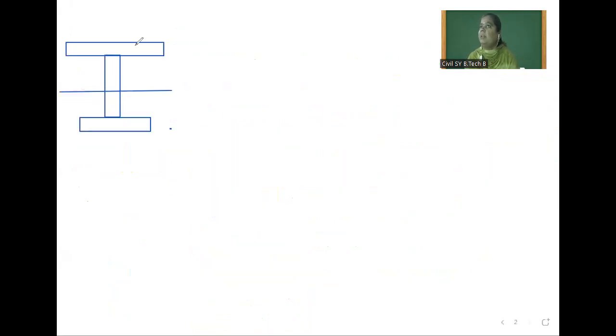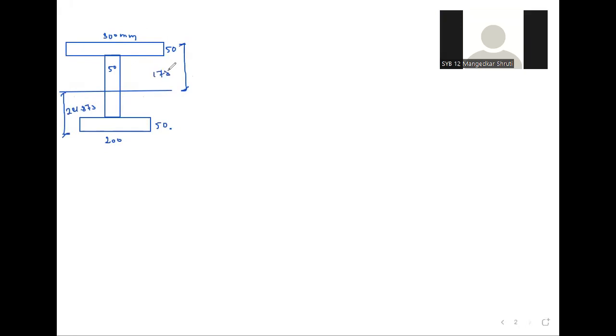Okay, so tell me the dimensions. This dimension is 300 mm. This dimension is 50. After that, this is also 50. This is 200 and this is 50. Distance from bottom is 2875 and distance from top is 178.125. So this is our I section.